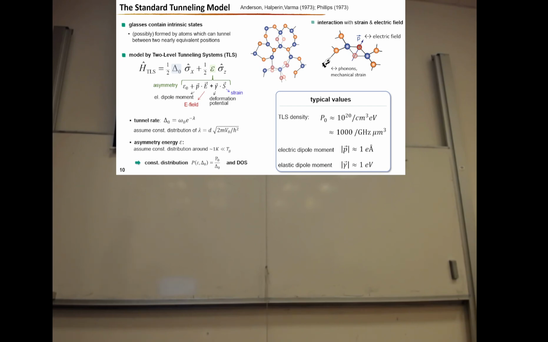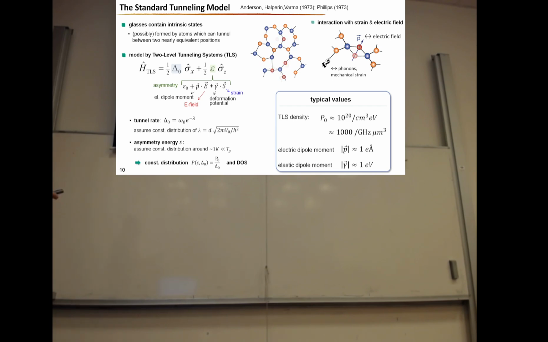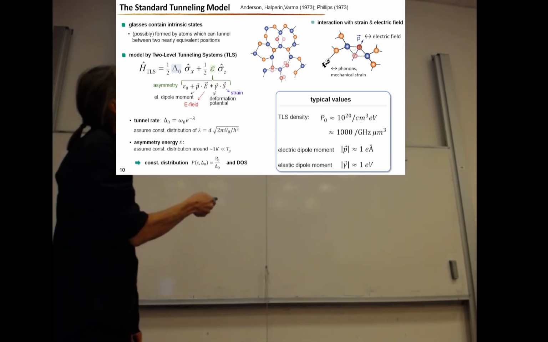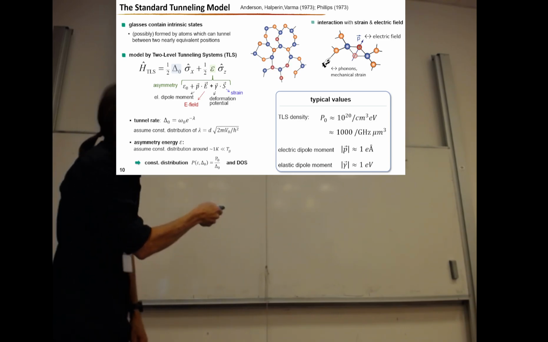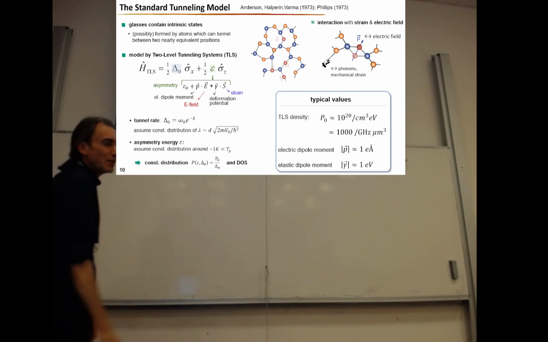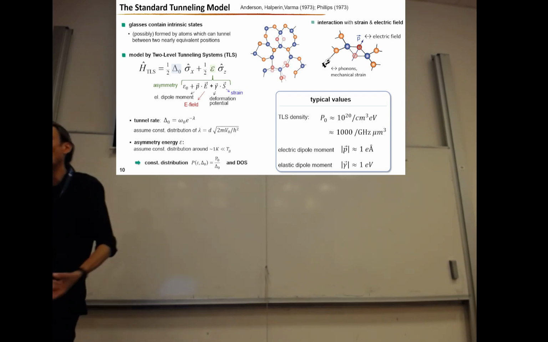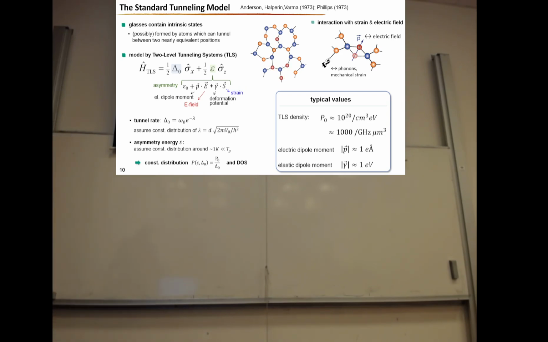Yeah, these are just some typical values. The density of states, so this constant density here, is about, I like to use this value here, 1000 TLS per gigahertz and micrometer cube. This is just a convenient energy density often used in similar quantum bits because, well, we have small things and we work at microwave frequencies.